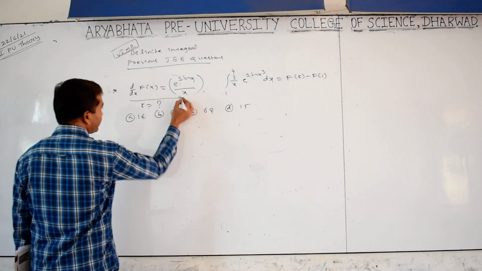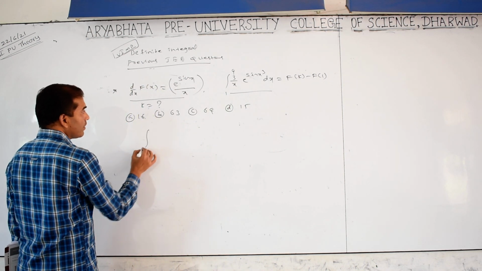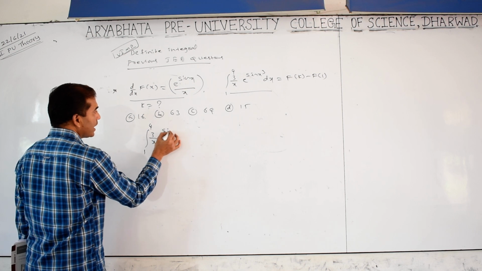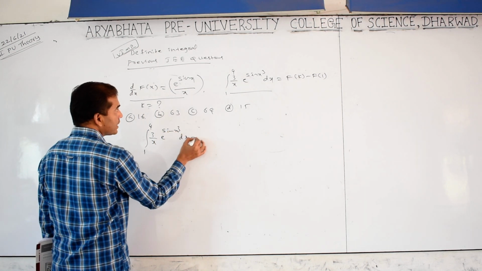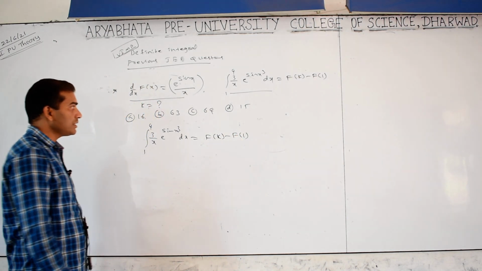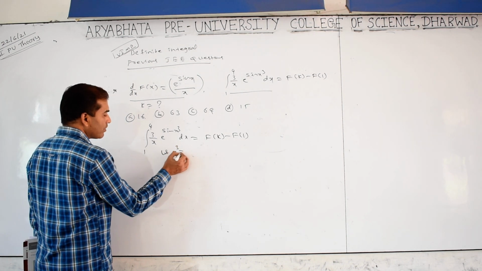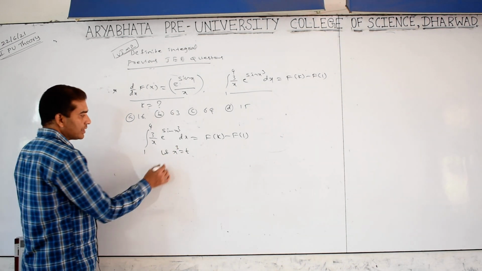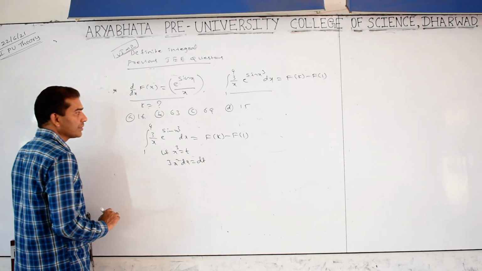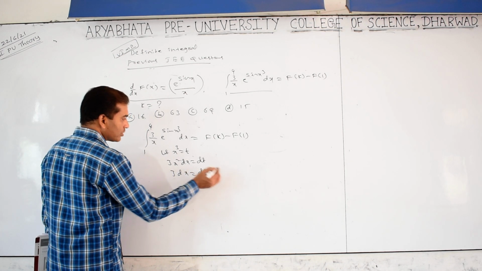Yes, this is given here. We have to find this. The integration from 1 to 4 of 3 by x e power sin x cube dx equals F of k minus F of 1. This is what they have given. To solve this, let x cube equal t, then 3x square dx equals dt. Understood? 3 dx equals dt by x square.